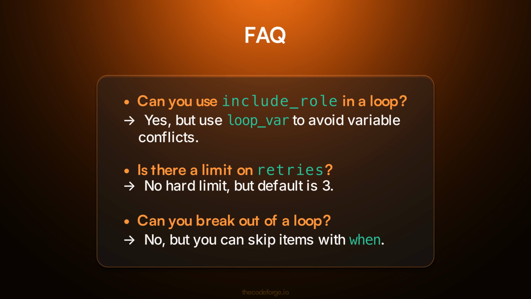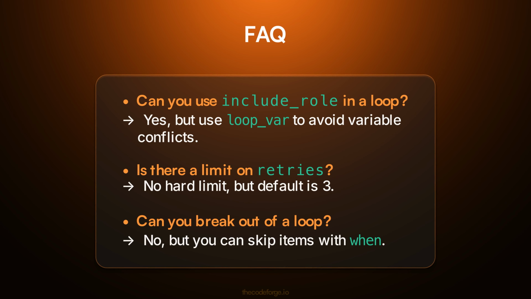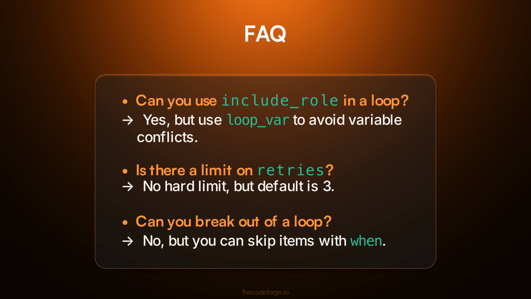And a few frequently asked questions. Can you use include_role in a loop? Yes, but use loop_var to avoid variable conflicts. Is there a limit on retries? No hard limit, but default is 3. Can you break out of a loop? No, but you can skip items with when.